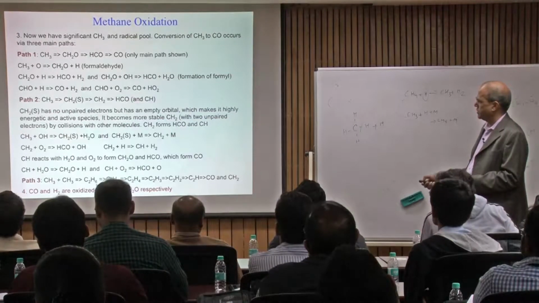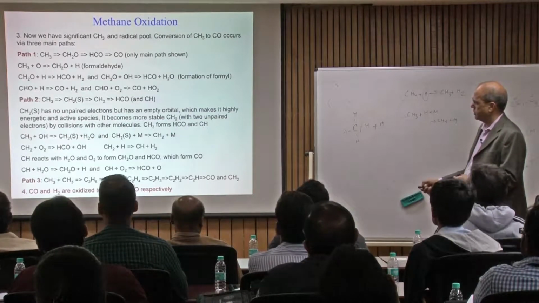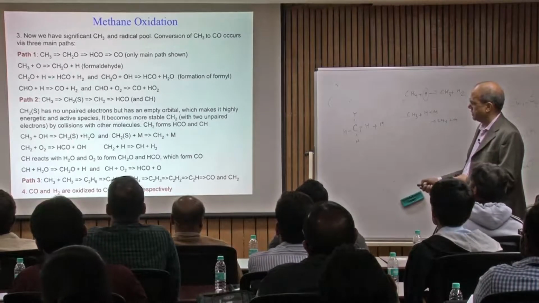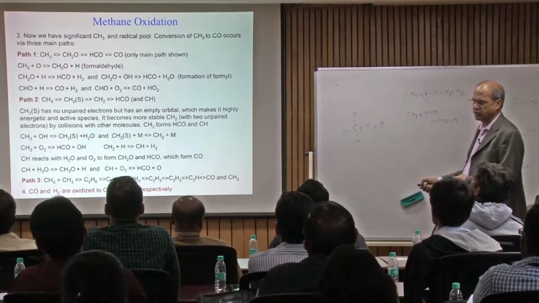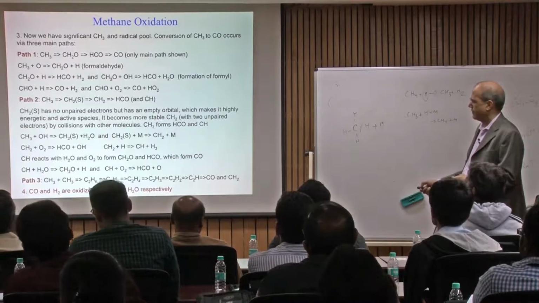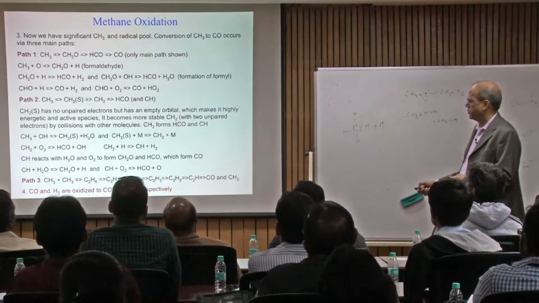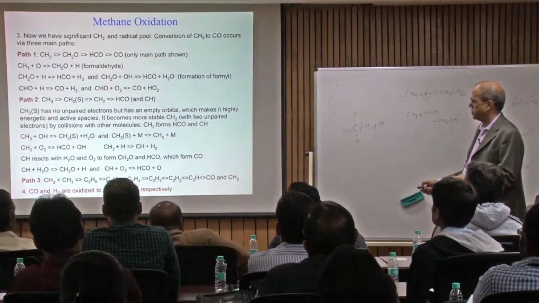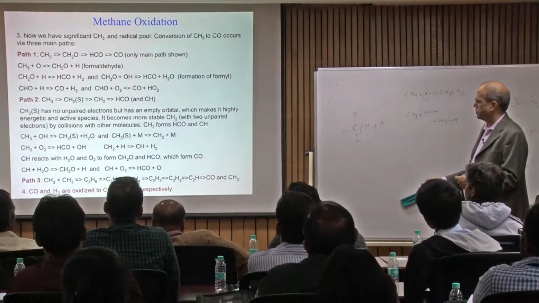These are the reactions associated with this path. CH2 gives you CH2(S), and then CH2(S) goes to CH2. And then CH2 goes to CHO, and then of course CO.